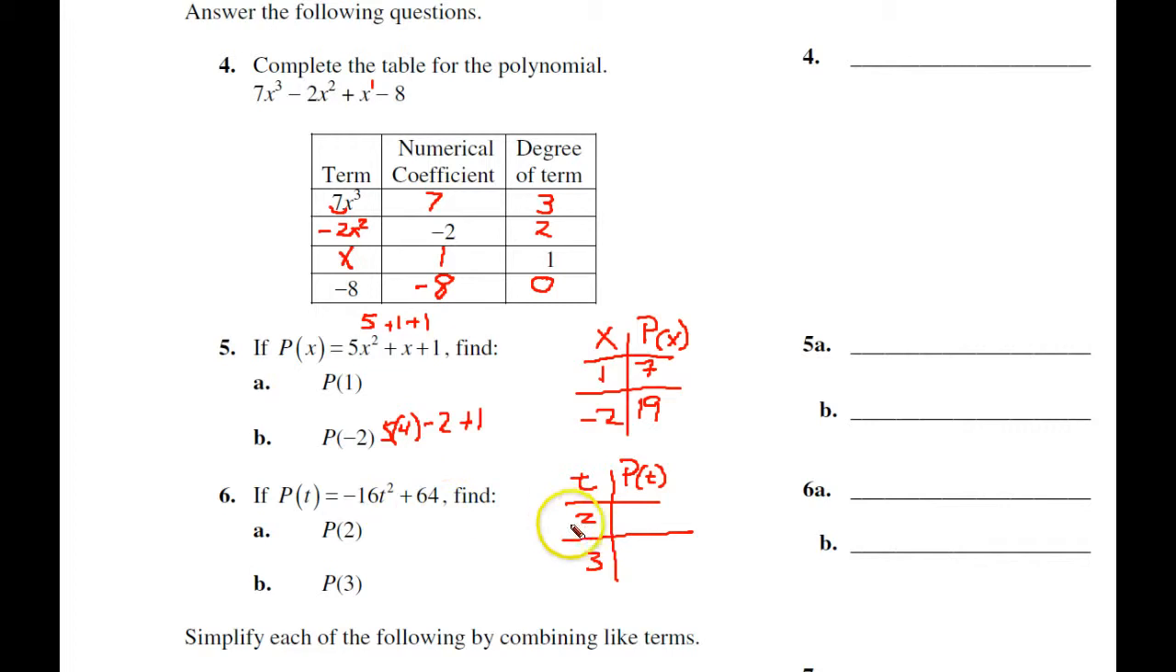So if we square 2, we get a 4. And this becomes a 0, because that's a negative 64 plus 64. Now when we square 3 and get a 9, this becomes a negative 16 times 9, then a plus 64 gives us a negative 80 altogether. And we'll move on.